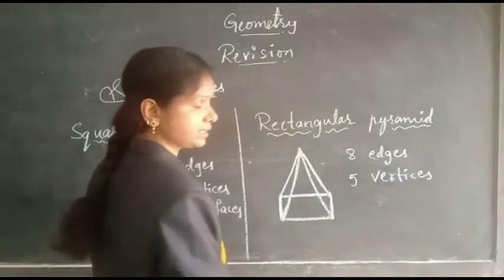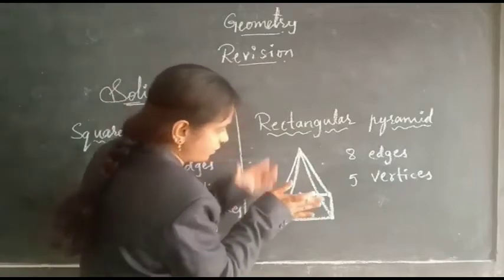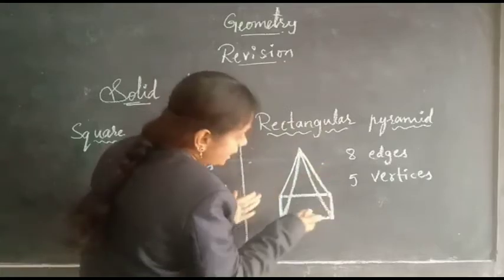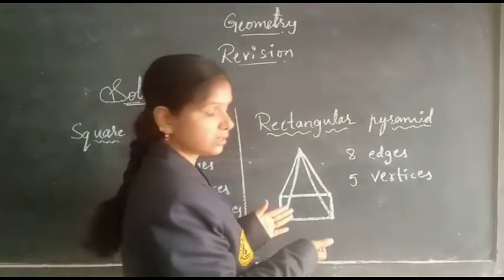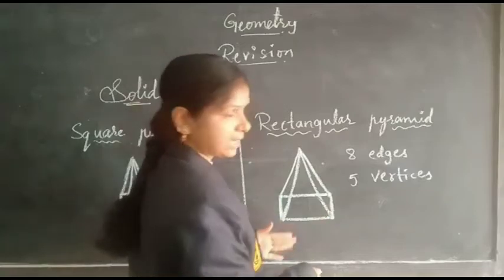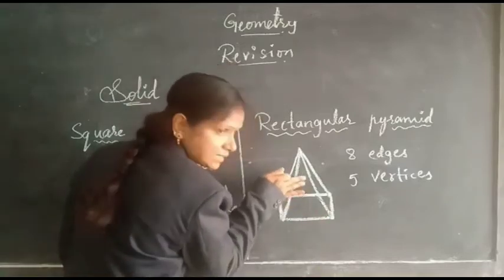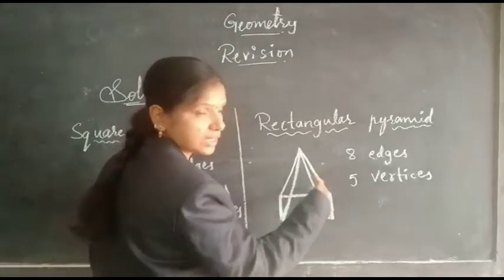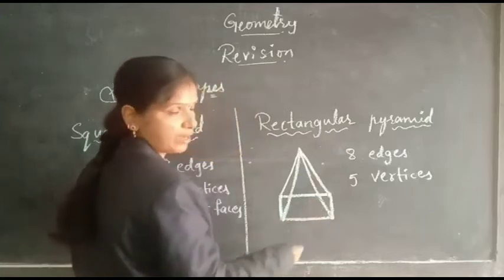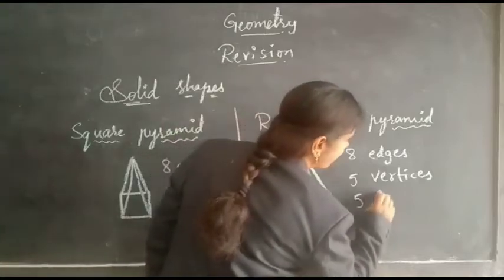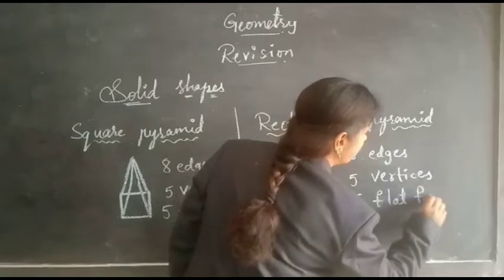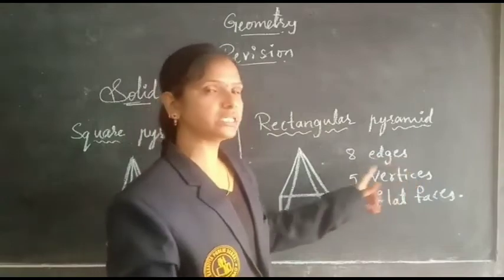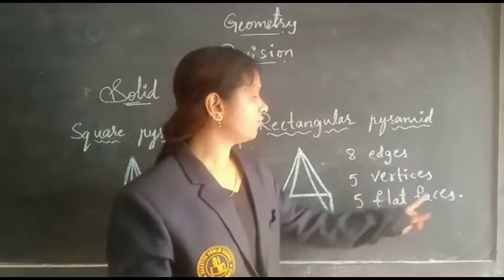And let's count the faces here. Back one face, front one face, 2 faces, and left, right, so total 4, and down the base is rectangular shape, that face, total 5 flat faces it has. Again I am repeating here: back side one face, front one face, and left, right, 4 faces, and at the bottom the base, 5 faces. Okay, so 5 flat faces. So a rectangular pyramid has 8 edges, 5 vertices, 5 flat faces.